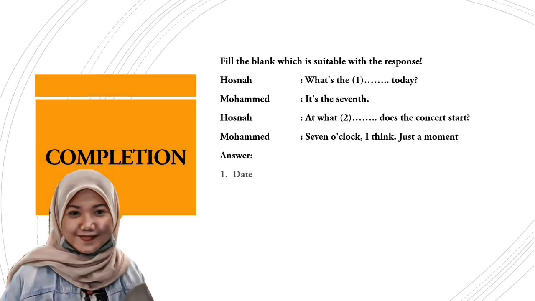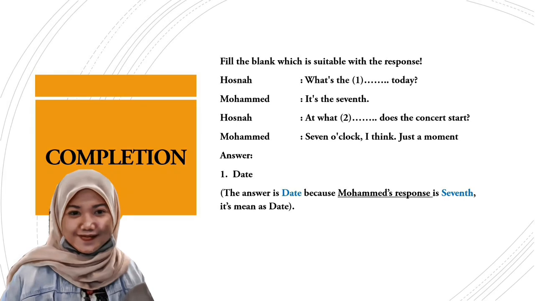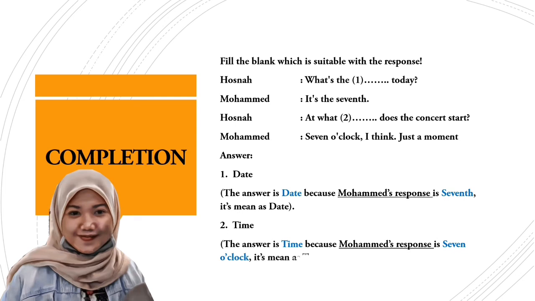Yang pertama adalah jawabannya date. Mengapa kok date? Karena di situ Muhammad merespon bahwa itu adalah tanggal 7. Berarti jawaban yang cocok atau suitable adalah date, tanggal. Yang kedua jawabannya adalah time. Mengapa kok time? Karena di situ terdapat respon yang menyatakan bahwa 7 o'clock it means as time.